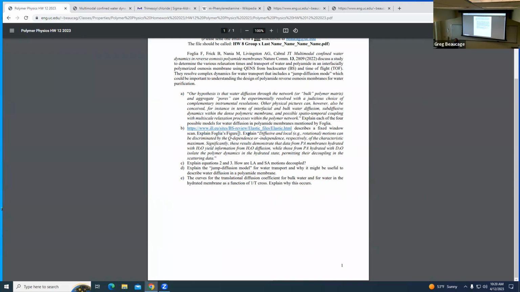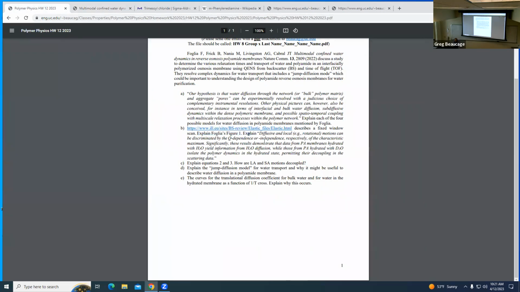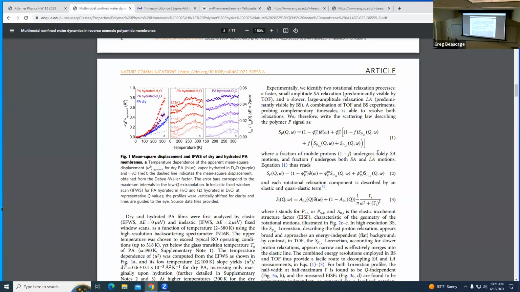Describe a fixed window. And the fixed window scan is that he's got a fixed energy window. So he's gonna march through energies in this thing too. So basically, he just looks at one energy window, and then how the transitions happen for that. Anyway, so Q dependence, independence, and then how are LA and SA motions decoupled? Again, like he explains this in the text, so 2 and 3, he's written them out.